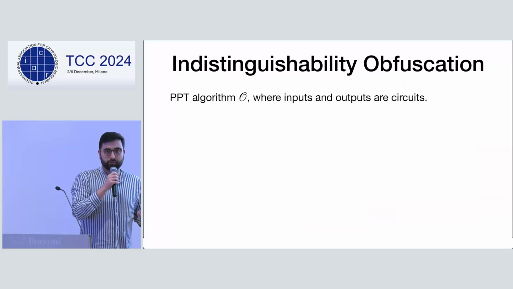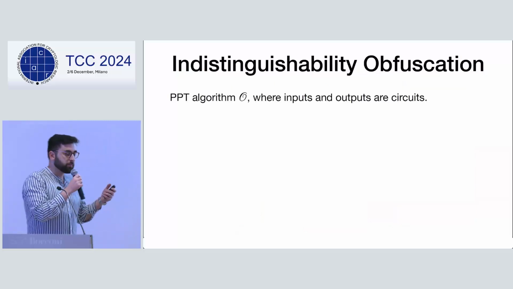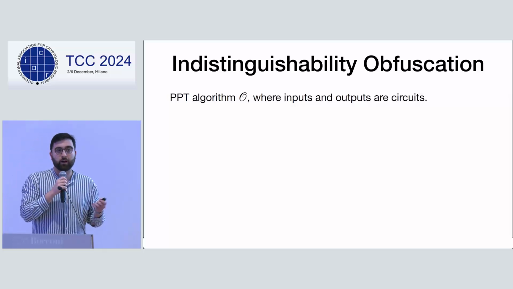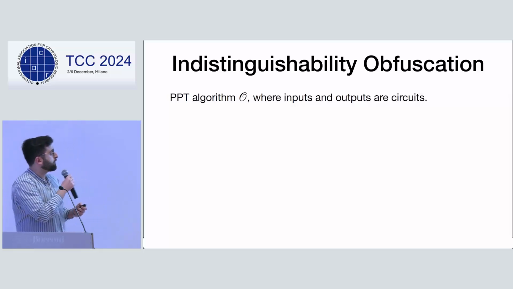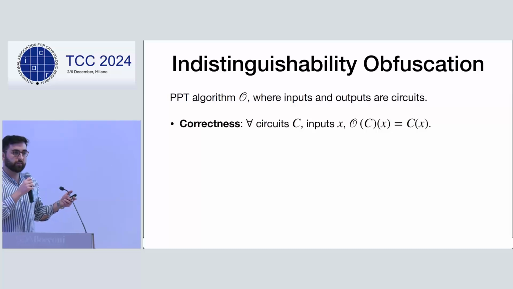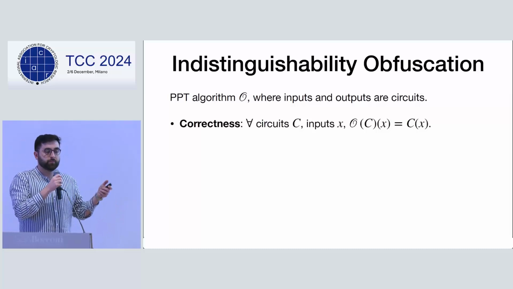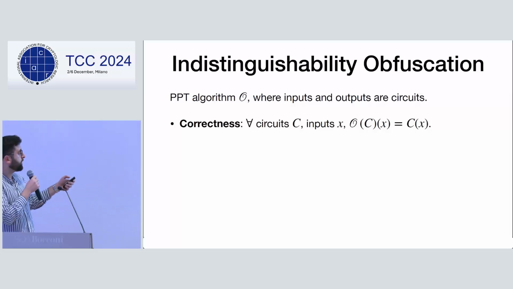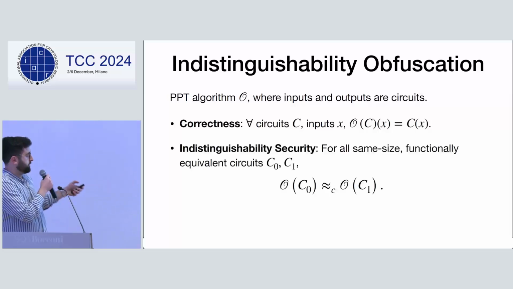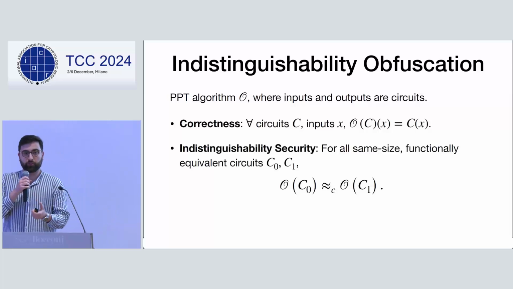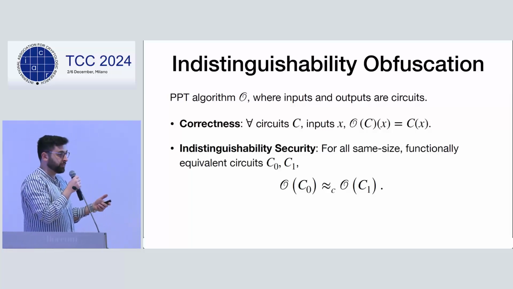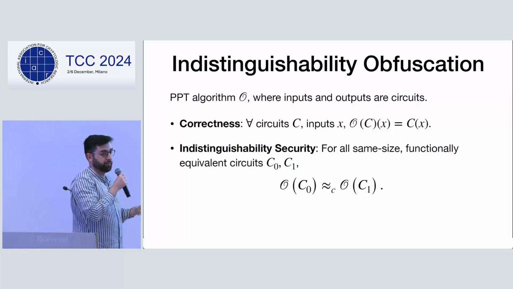So what is indistinguishability obfuscation? It's a probabilistic polynomial time algorithm, I'll call it O, where the inputs and outputs are both circuits. There's a correctness condition that says that the input circuit and the output circuit are functionally equivalent. And there's an indistinguishability condition that says that if you have two circuits, C0 and C1, and they're the same size and functionally equivalent, then their obfuscations should be computationally indistinguishable.